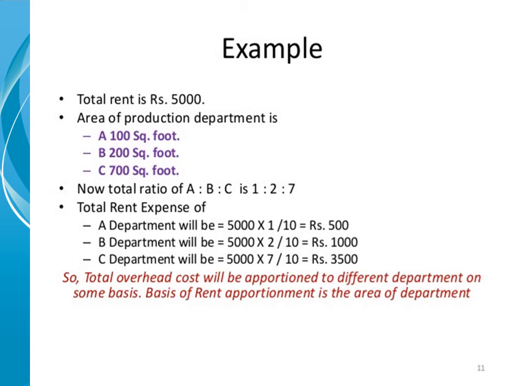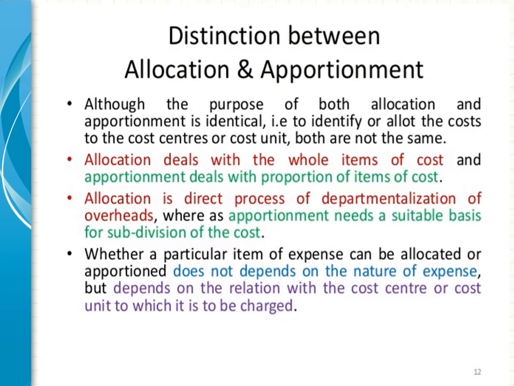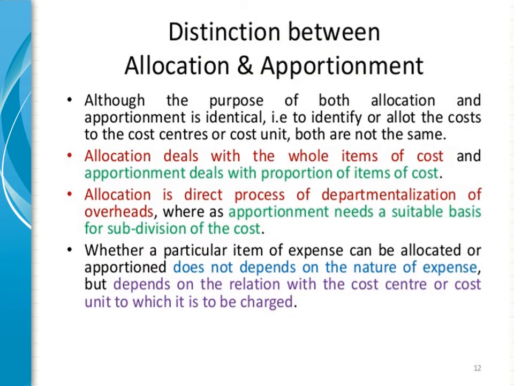So the ratio will come to 1 is to 2 is to 7, and the total rent expense is 5,000. So this 5,000 is to be distributed in the ratio of 1 is to 2 is to 7, that is 1/10, 2/10 and 7/10. And so 5,000 is bifurcated as 500, 1,000 and 3,500. So the total overhead cost will be apportioned to different departments on some basis. So here we have seen that the rent is apportioned to the various departments on the basis of floor area occupied. Now, what is the difference between allocation and apportionment?